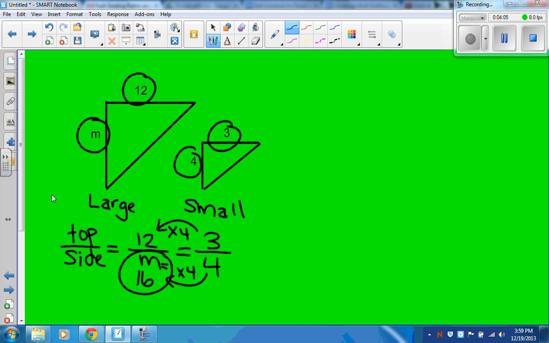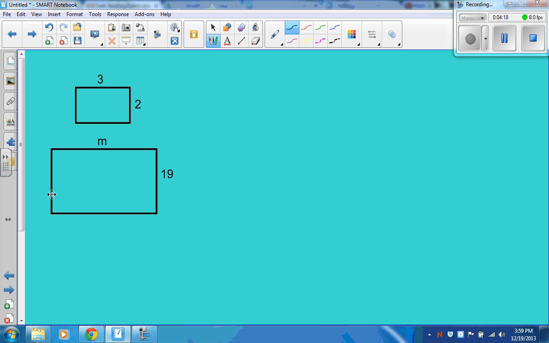Now luckily for us, the first 2 worked out nicely with scale factor, but they might not always. So remember, if you can't do scale factor, you have to cross multiply and then divide to find your answer. So let's look at our last problem.